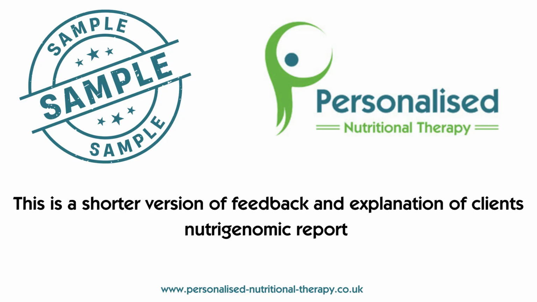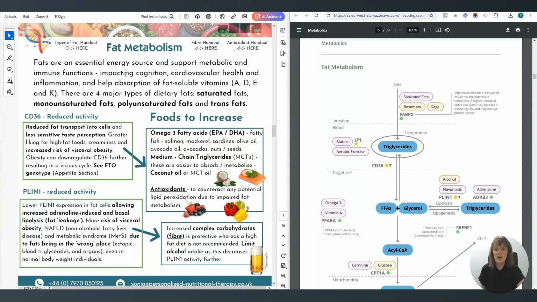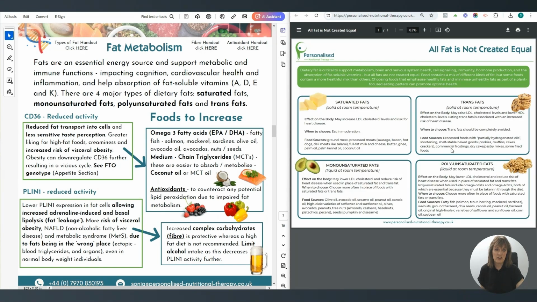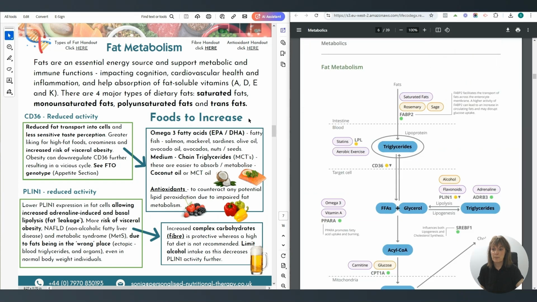Moving on to fat metabolism now. Fats are an essential energy source and support so many different metabolic and immune functions. They impact cognition, our cardiovascular health, inflammation, and also help to absorb fat soluble vitamins, so A, D, E and K. And these are so important, especially for your immune system. There are different types of dietary fats, and if you wanted to find more information about those, you just click on that link and it takes you to some more detail.